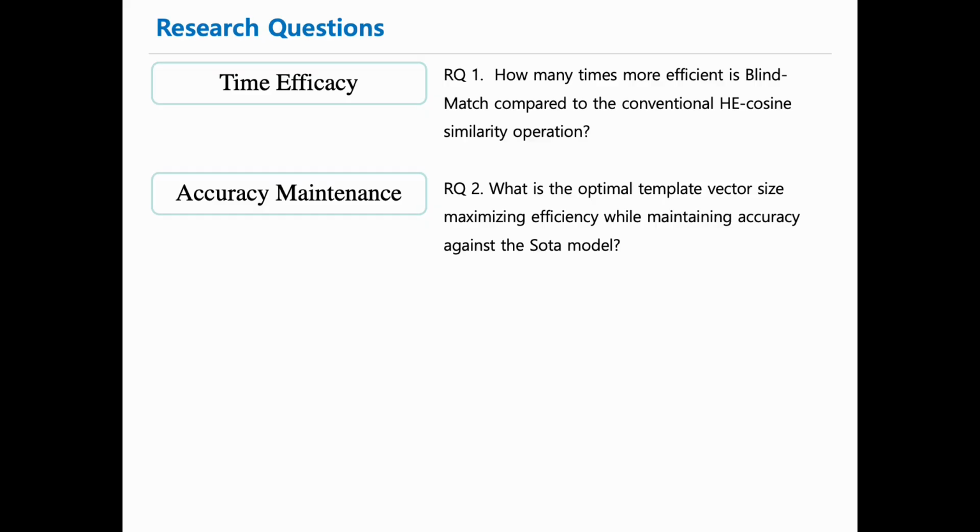Here, we introduce our two research questions. Research question 1 is: how many times more efficient is BlindMatch compared to the conventional homomorphic encryption-based cosine similarity operation? Research question 2 is: what is the optimal template vector size that maximizes efficiency while maintaining accuracy against the state-of-the-art model?